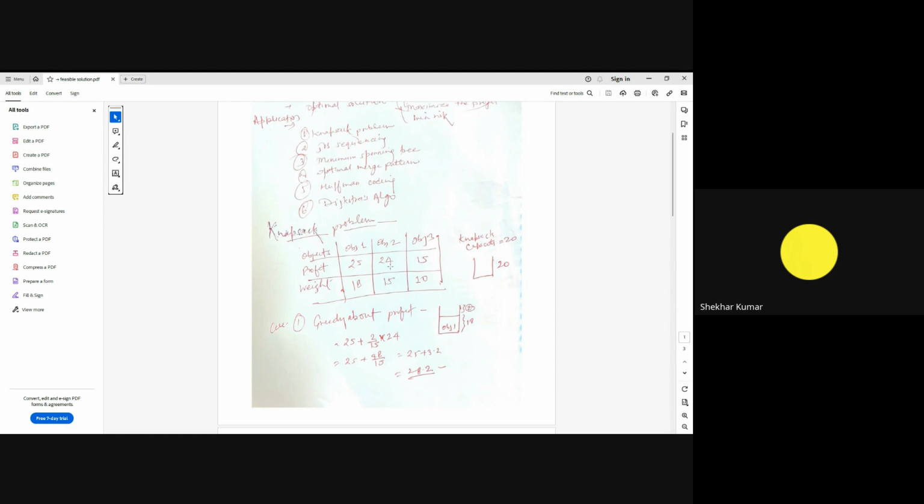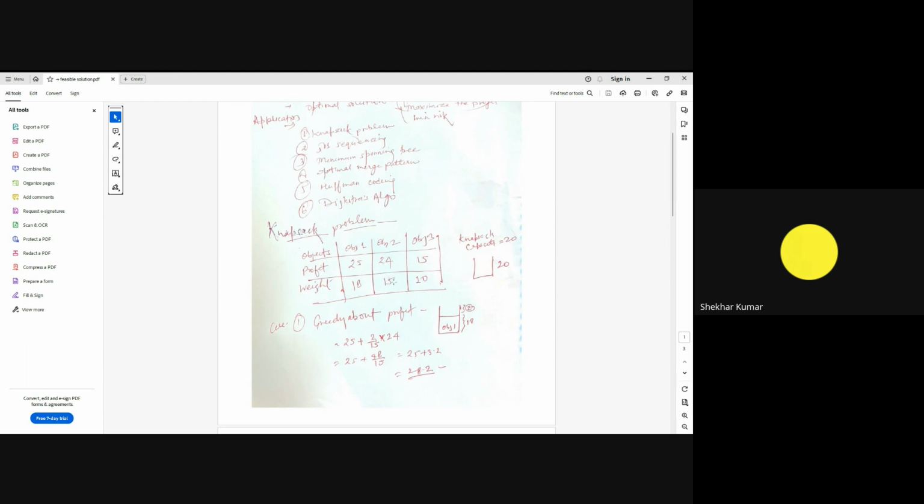You can see that object 2 has the maximum profit of both objects, object 2 and object 3. In object 2, the profit is 24, so we will select object 2. But the knapsack has only 2 remaining. In the knapsack, we can store only 2 units, but object 2 has a total weight of 15.